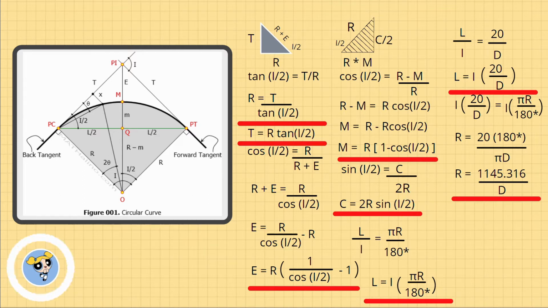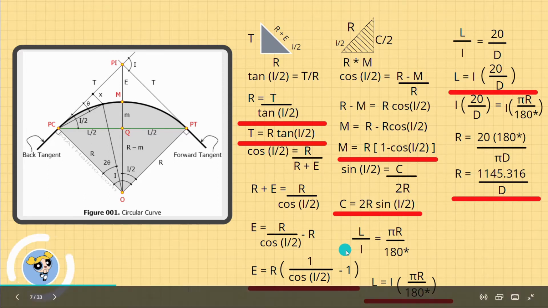So let's proceed to the length of the curve, or the arc length. Since the arc length is part of the curved circumference, we can apply ratio and proportion. Take note that the circumference of the circle is 2 pi r with 360 degrees. Divided by half, we get a semicircle with a circumference of pi r and an angle of 180 degrees. So applying ratio and proportion, we get L over I is equal to pi r over 180 degrees. Therefore, the length of curve is L equals I multiplied by pi r over 180 degrees.